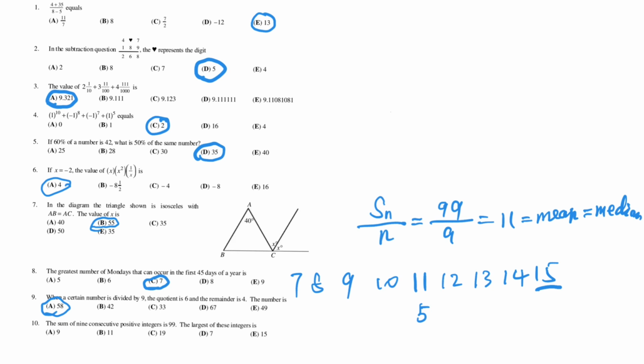So that's the full set of numbers, with the median as the middle number. So among the 9 consecutive positive integers, the largest number is 15. The answer is E.